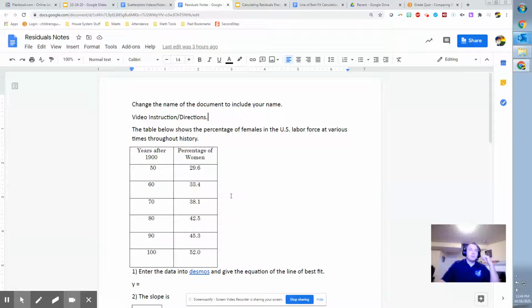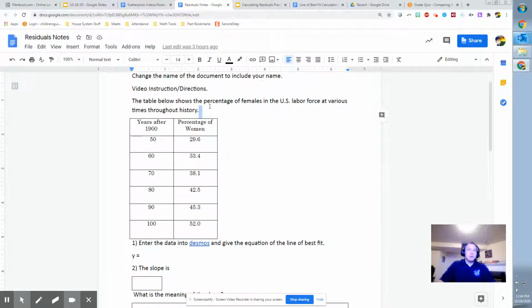All right, so here we're going to look at residuals and how to calculate residuals. That's really the goal here: we want to be able to calculate a residual. And when we're doing that, you're going to want to look at this table here, and it shows the percentage of females in the U.S. labor force at various times throughout history. So years after 1900, percentage of women.